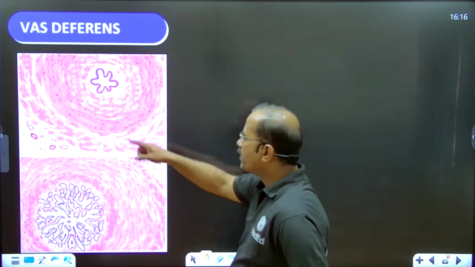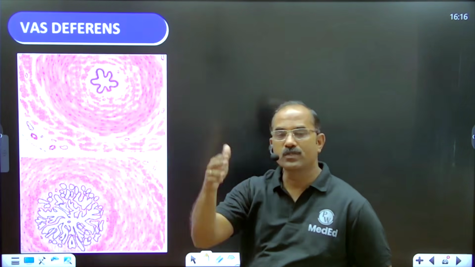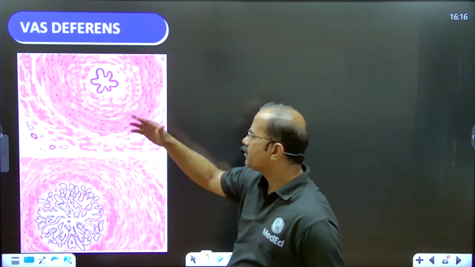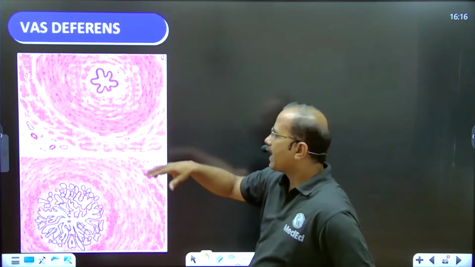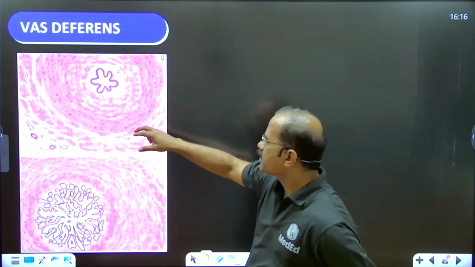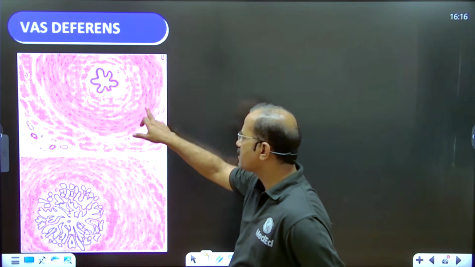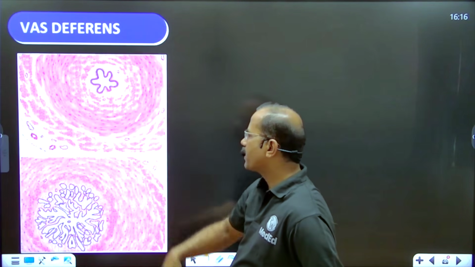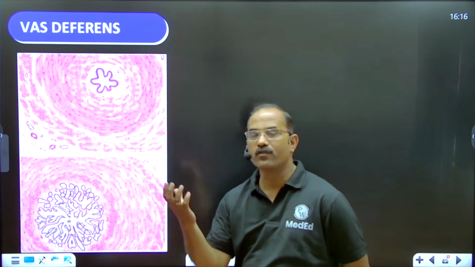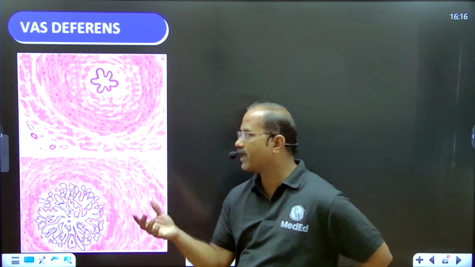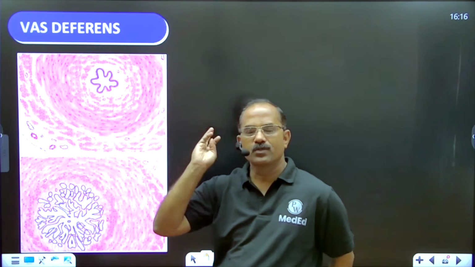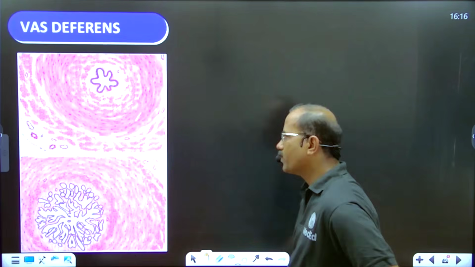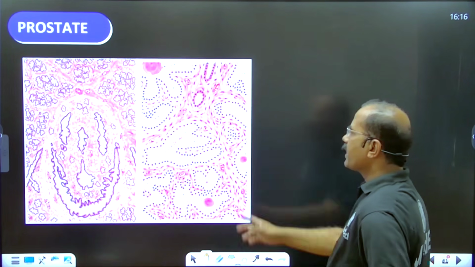Now you get this lumen, a small lumen. The epithelium is pseudostratified columnar with stereocilia. And we get a thick muscular coat. So this is longitudinal muscle, circular muscle, again longitudinal muscle. This is a slide of vas deferens, okay. Epithelium is pseudostratified columnar with stereocilia and a thick muscular coat. That's the vas deferens.